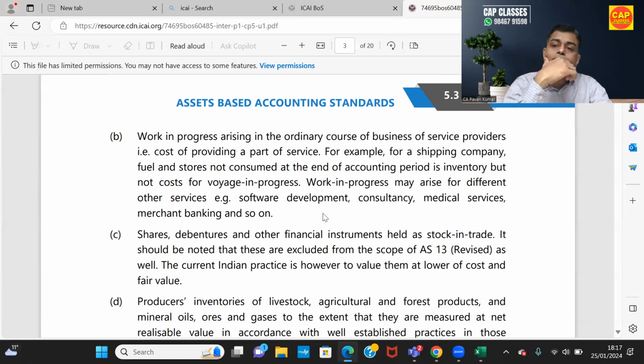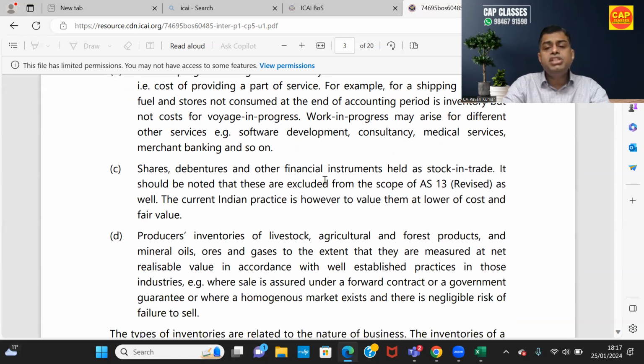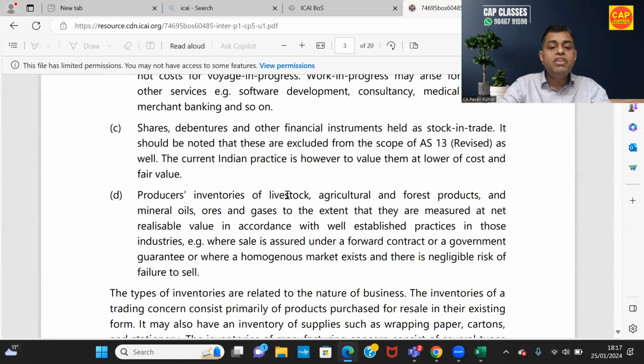So one, construction contracts under progress, governed by Accounting Standard 7, don't use AS 2. Two, work in progress in case of service providers, don't use AS 2. Three, shares, debentures, and other financial instruments held as stock in trade, because they are financial instruments or investments. You have Accounting Standard 13 for that, so don't use this. Then producers' inventories of livestock, which means animals and birds, agricultural produce, forest products, mineral oils, ores, and gases.